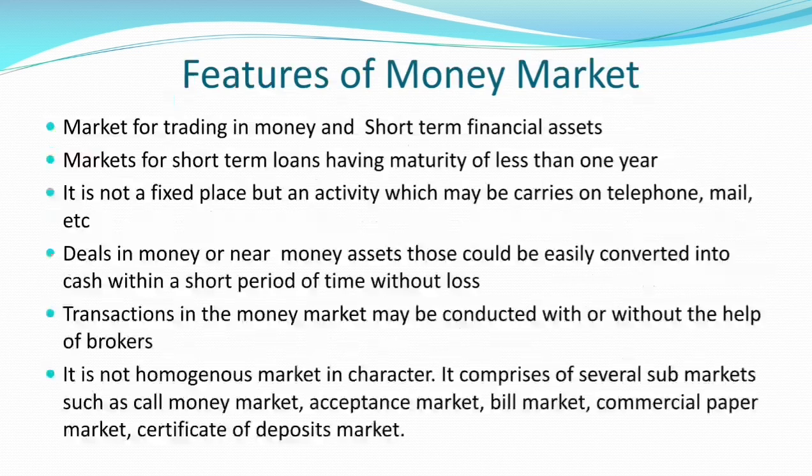First one, it is a market for trading in money and short-term financial assets. Similarly, it is a market for short-term loans having maturity of less than 1 year. It is not a fixed place, but an activity which may be carried on by telephone, mail, etc. We know that for capital market and money market, there is no fixed place. There is a collective name given for a place or a market where the buyers and sellers meet together. They can meet either on telephone or through mail, etc.